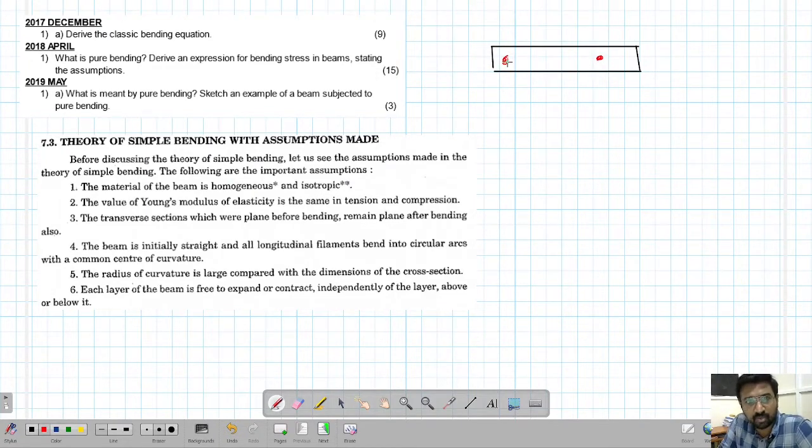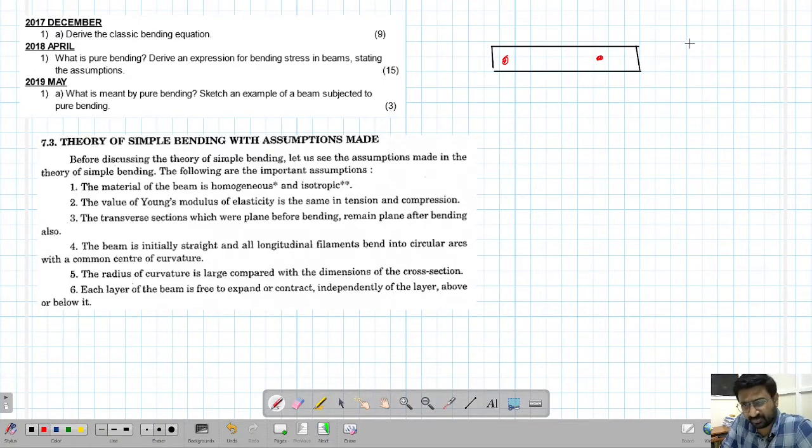That means the density of the portion will be the same, the porosity will be the same, all those things will be the same. Generally, steel is a material which we can assume to be homogeneous. Concrete is actually not a homogeneous material, but for all practical purposes we'll assume it to be homogeneous. Now, isotropic gives the idea that the property in every direction is the same.